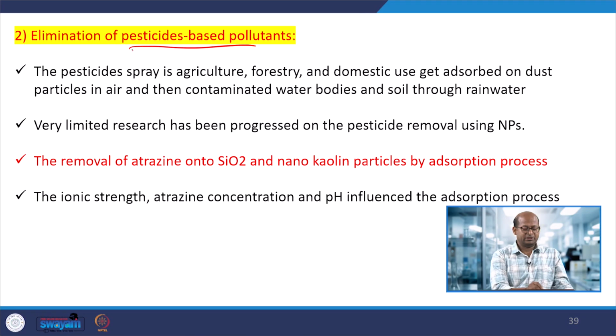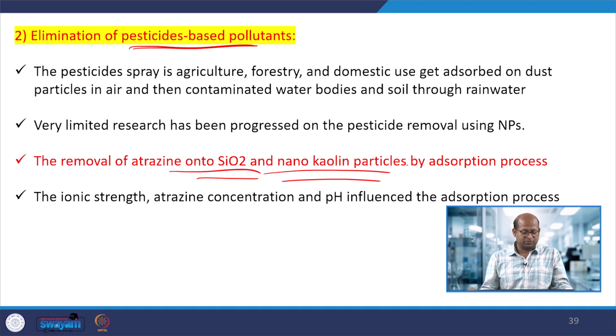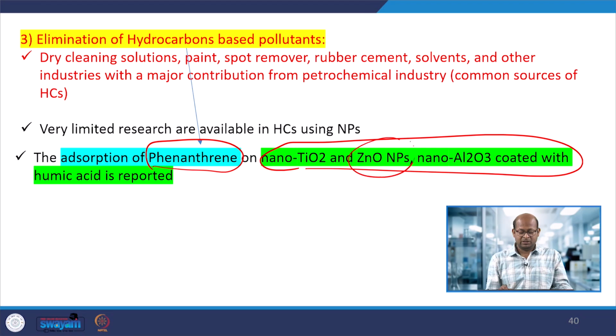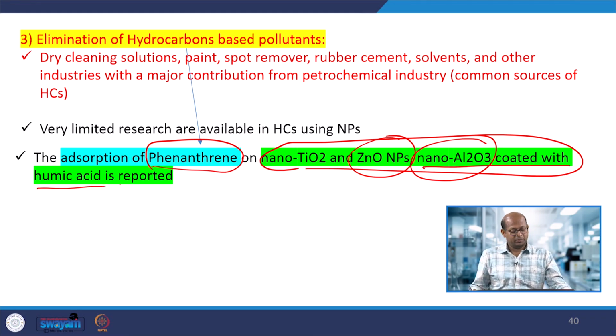If pesticide-based pollutants are present, then we can use silica nanokaolin particles that can remove atrazine, which is one kind of pesticide pollutant, through the adsorption process. For hydrocarbon-based pollutants such as phenanthrene, we can remove them by using nano titanium, zinc oxide nanoparticles or nano alumina. We can use nano alumina coated with humic acid to separate out these hydrocarbon-based pollutants if present in wastewaters.